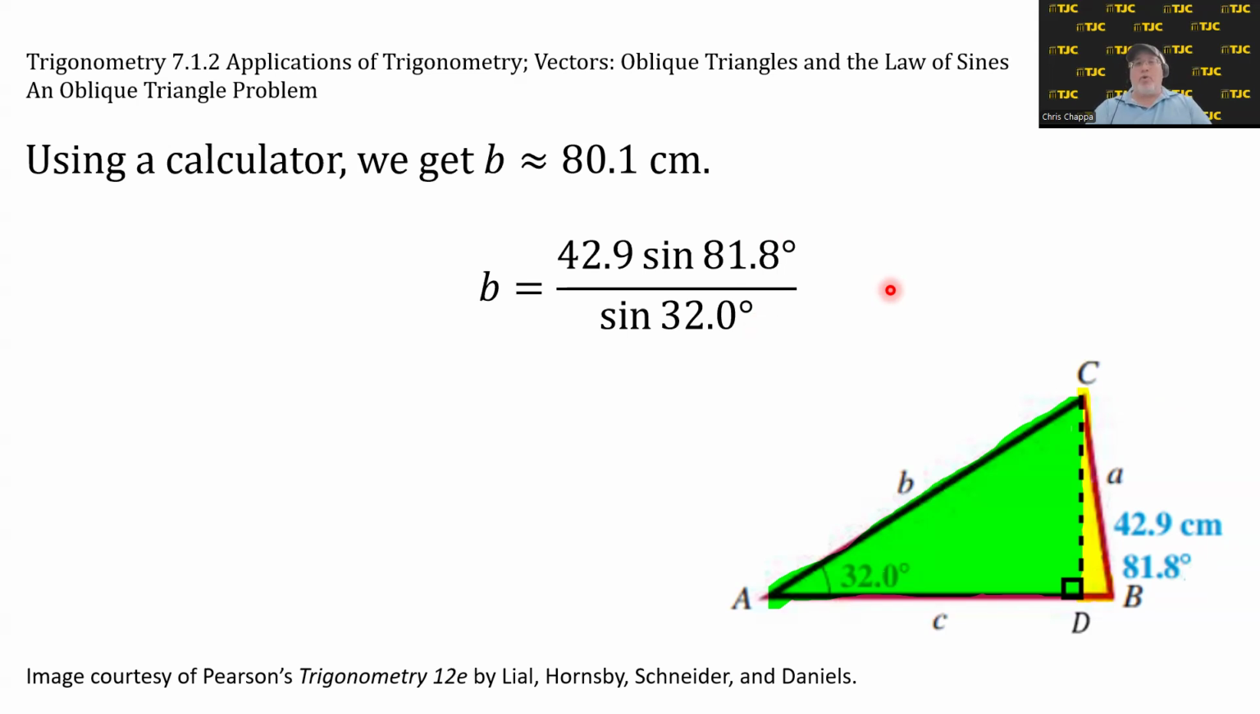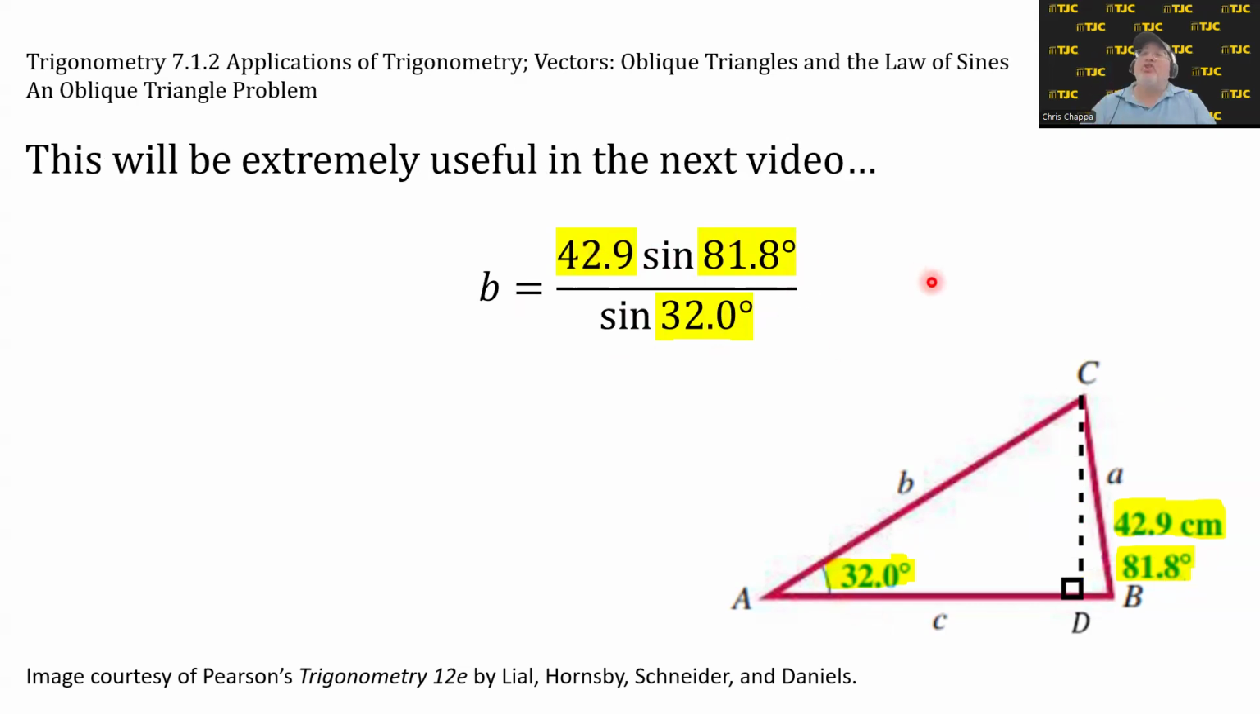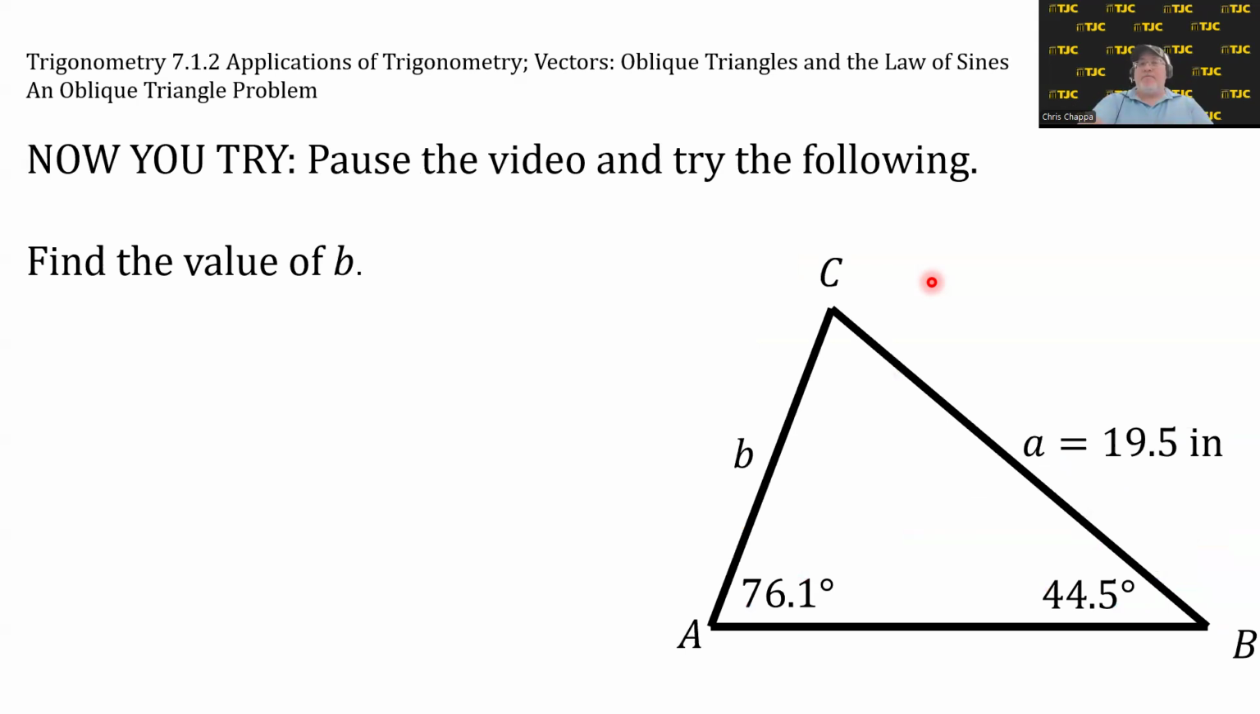Now, there's something more important than the value of b here. It's the expression that got us that value. Notice that in this expression, all three of the given values, the two angles and side a, are still intact: the 32.0 degrees, the 81.8 degrees, and the 42.9 centimeters. That is going to be extremely useful in the next video. But for now, you try.